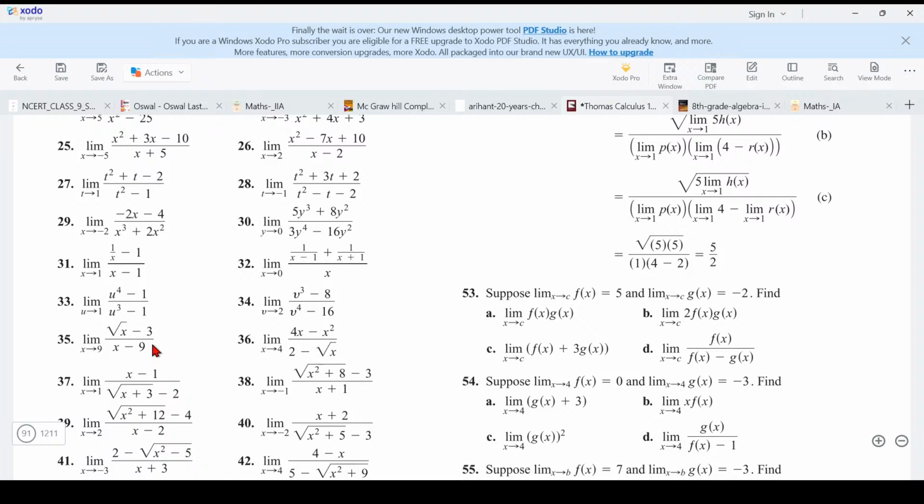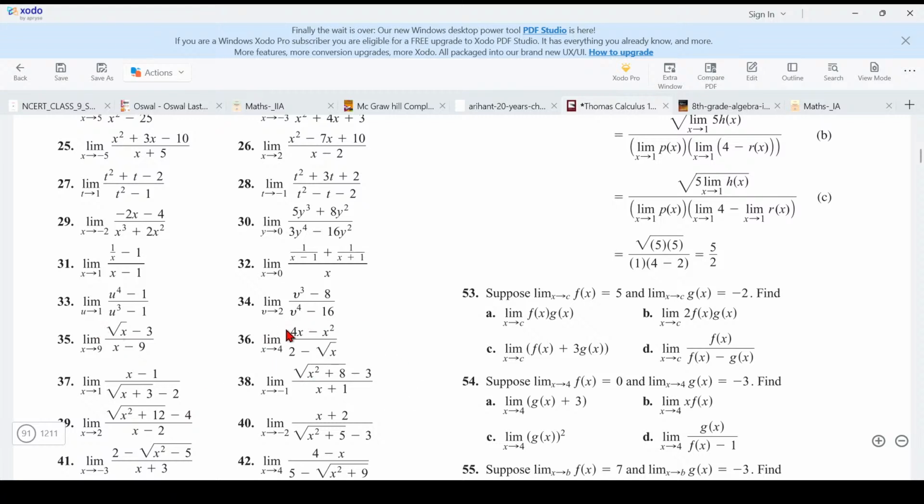35, tell me. So rationalize. See, root x minus 3. This also you can write like this: root x whole square minus 3 whole square. This root x minus 3 you can directly eliminate. See, x minus 9 is a factor. That means root x minus 3 is also a factor, right? So we want to eliminate this root x minus 3. This one you can write as root x minus 3 into root x plus 3. So you'll be left with 1 by root x plus 3. What is that value? 1 by 3 plus 3, right? 1 by 6.